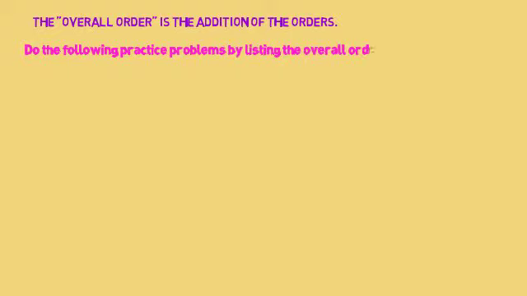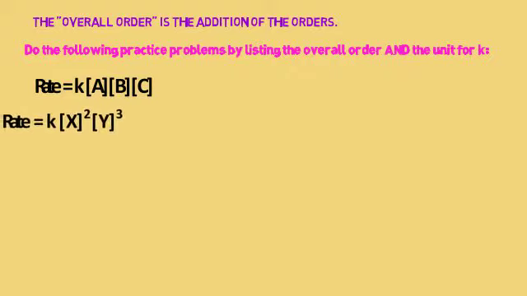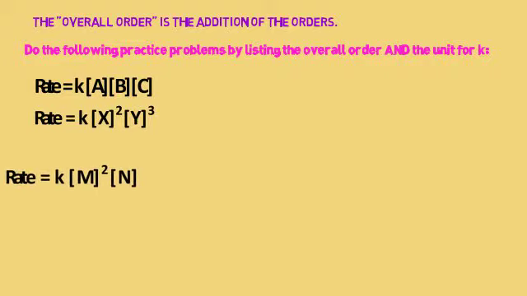We're going to do some practice problems. I want you to list the overall order and the unit for K, which can be a little tricky. So there are 5 problems. This is the first one. And I want you to really look at them and switch K. When you're thinking about molarity, try thinking of it in terms of moles per liter. The book does that, and often the AP exam does that as well.